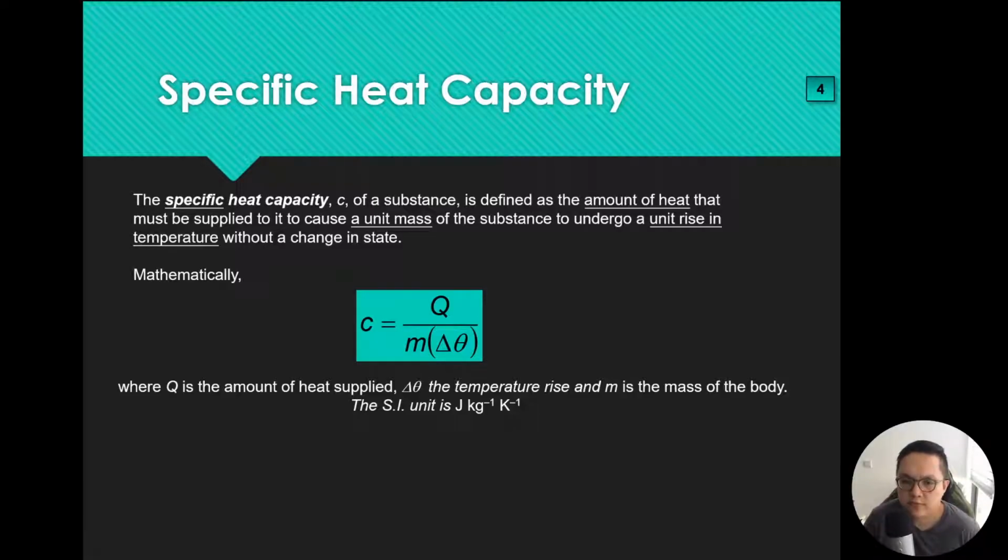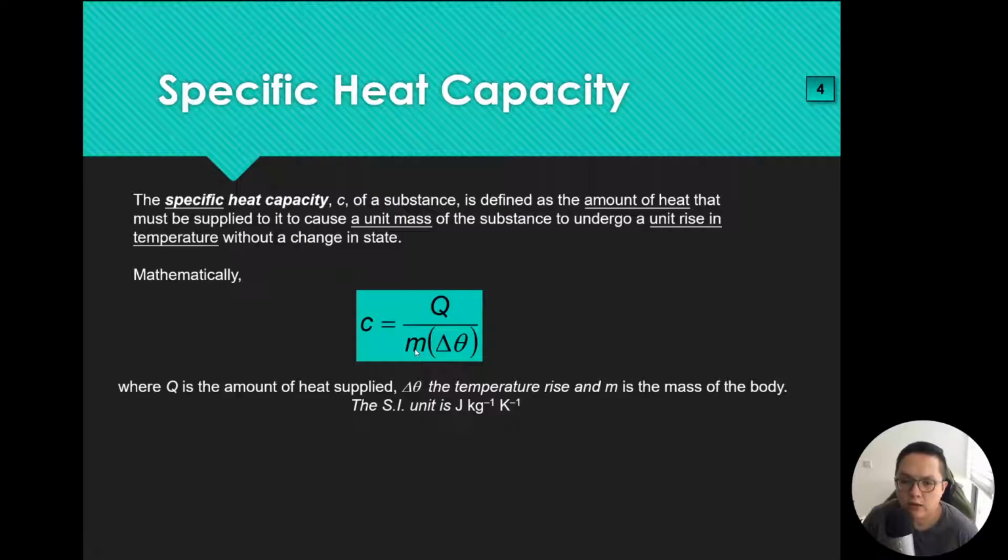Specific heat capacity, usually written with a small c, is the same as heat capacity, except it refers to a unit mass of the substance undergoing a unit rise in temperature. That means how much heat must I supply to cause 1 kg of the substance to undergo a 1 degree Celsius rise in temperature without a change in state. So now this is Q over m delta theta. We're taking the mass into account.